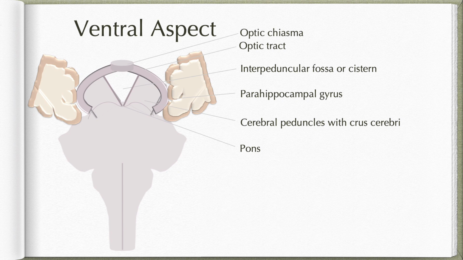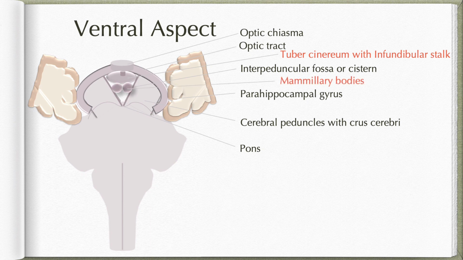Floor of this interpeduncular fossa is formed by the structures seen on the inferior aspect of hypothalamus. So from before backwards, they are the tuber cinereum with infundibular stalk. Please do not confuse this tuber cinereum with the tuberculum cinereum, which we saw on the lateral surface of the lower part of the medulla. Behind the tuber cinereum, we find a pair of mammillary bodies. Further posteriorly, there is a darker area perforated by central branches of posterior cerebral artery known as posterior perforated substance.